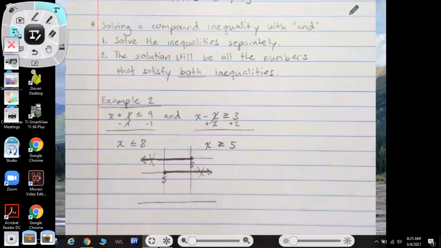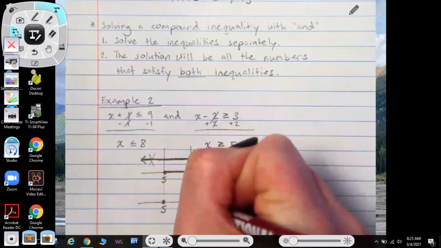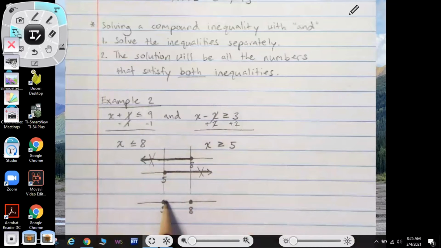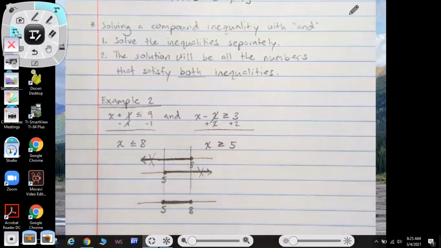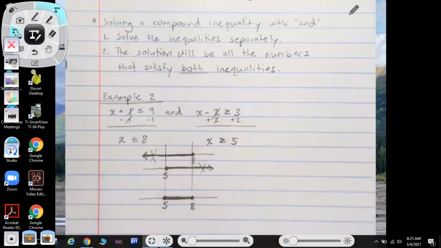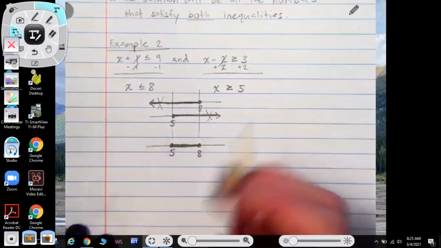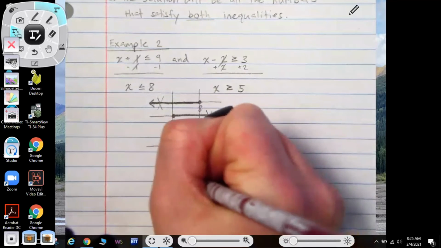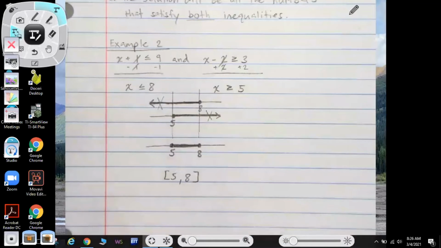So our solution, when we graph it on a number line, we'll have a closed circle at 5, a closed circle at 8, and only shade the line in between. So if we write this as an interval, we have a square bracket, 5 to 8, square bracket on the other side as well.